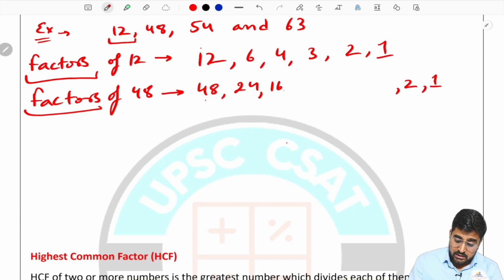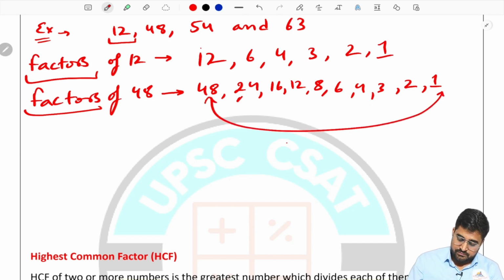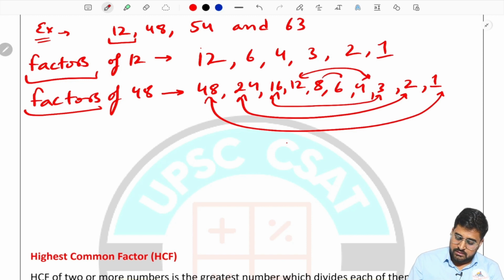Now 16 into 3, 16 into 3 is possible. Yes sir. Now 12, 12 into 4. Yes sir. 5 is possible? No. 6 is possible? Yes sir. 6 into 8. So these are the factors. Sorry, this goes to this, this goes to this, and this goes to this. That's how it works.